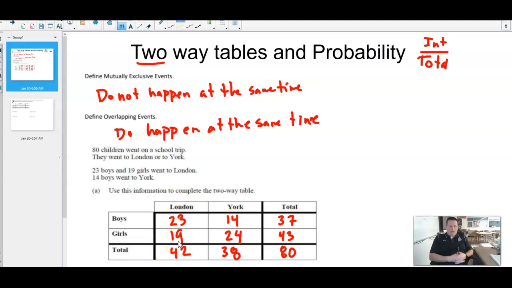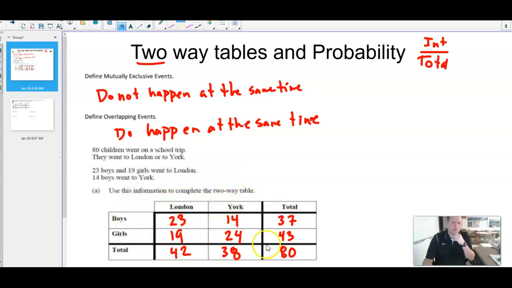I do not have any mutually exclusive events with this two-way table. Well, I shouldn't say that. Our mutually exclusive events would be like those that went to London and York. Nobody went to both those places. They just went to one or the other. They can't happen at the same time. Okay. So that would be mutually exclusive.